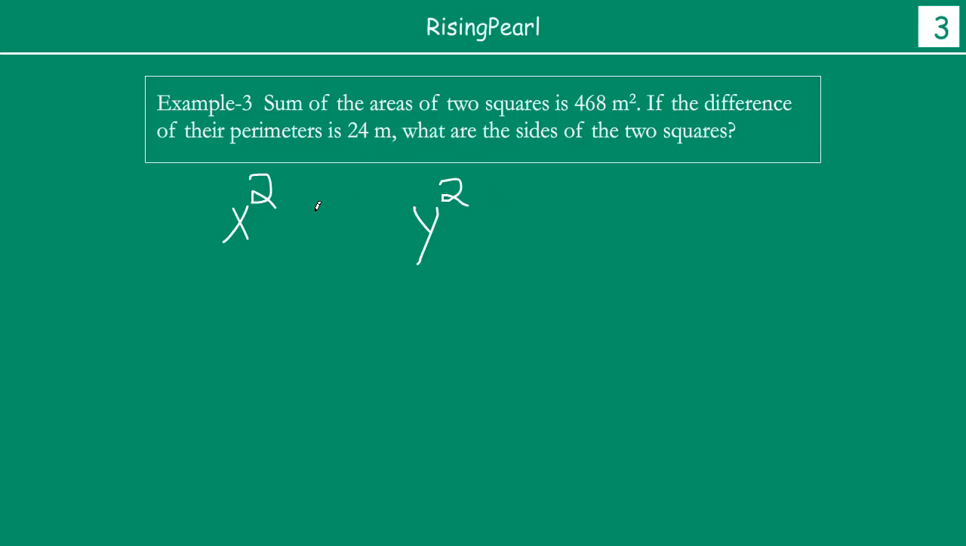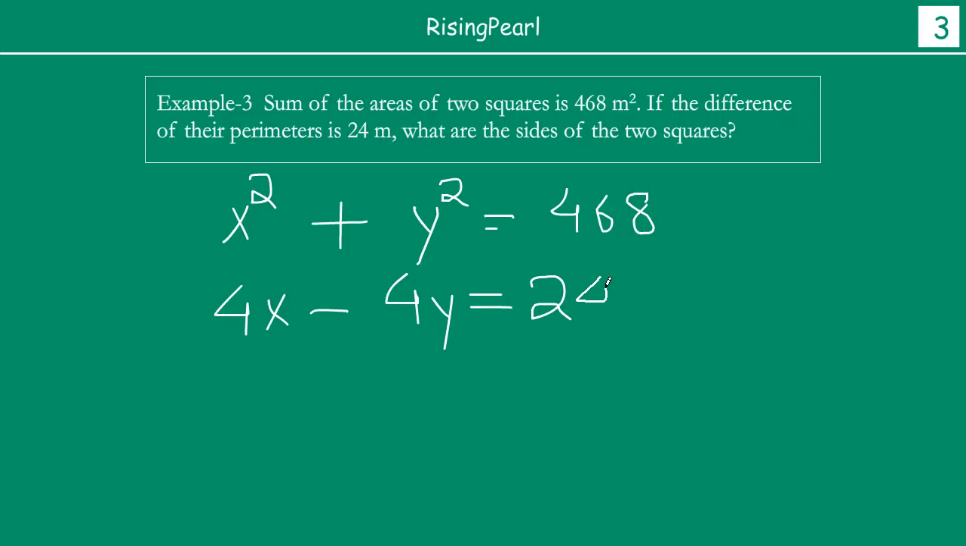The sum of the two areas, if you were to add them, you have 468. But the difference of their perimeters, so for a square, the perimeter will be this for the first square, the perimeter of the second square will be this, and the difference, if you assume the first one is bigger than the second, will be 24.